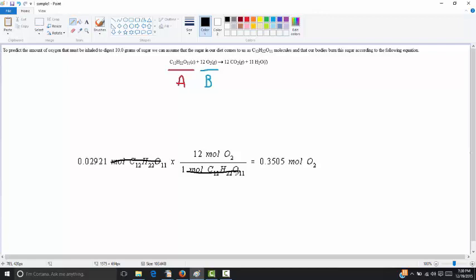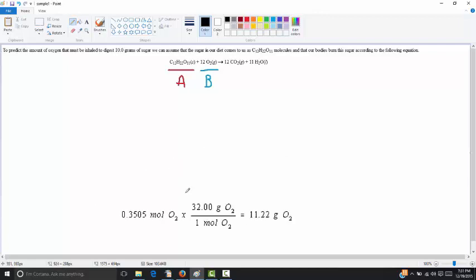Okay, now we have one more step. Starting with the value that we just found, 0.3505 moles of oxygen, to convert moles to grams of sample. The atomic mass of oxygen is 16, but we have 2 of those, so that will be 32 grams. Again, we want the unit that we want to get rid of on the bottom of this ratio, so they can cancel each other out. So our final answer, 11.22 grams of oxygen.